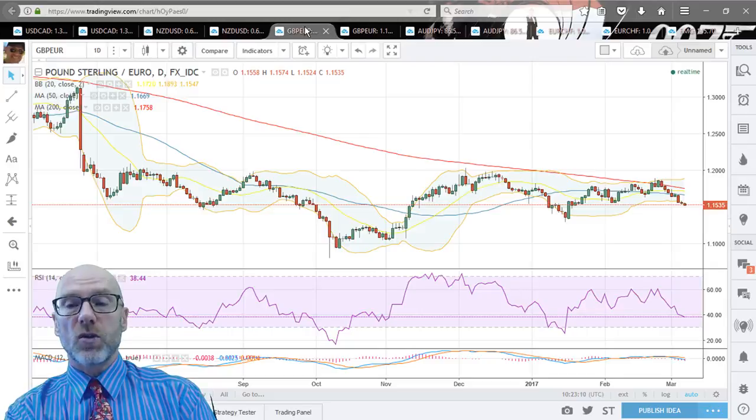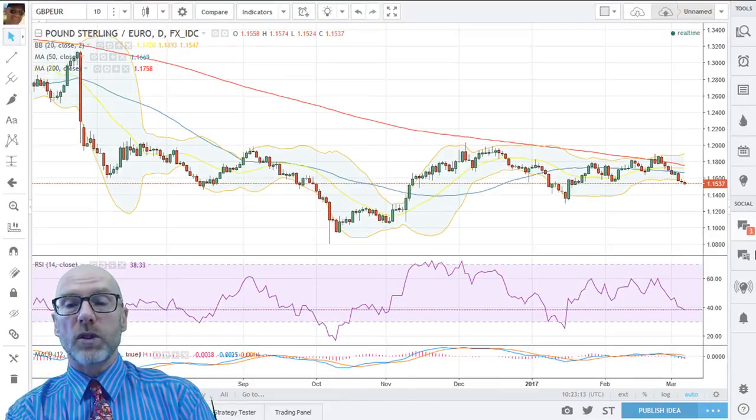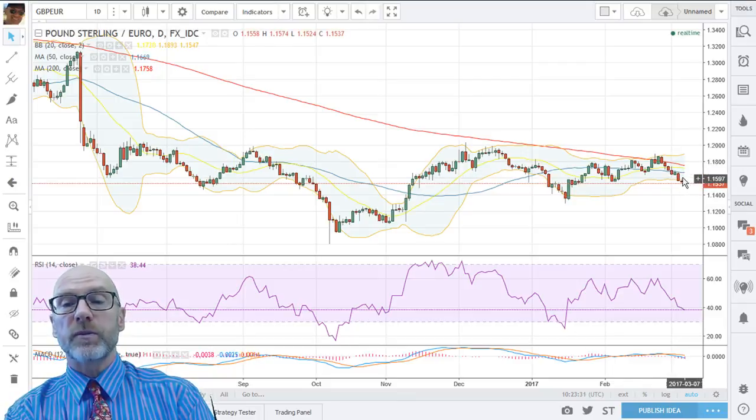Pound against the euro has broken downwards. There's no getting away from the picture here. I was hoping last week we may have a reverse head and shoulders. It didn't break to the upside, now broken to the downside, broken through over the last 10 days, through the support of both the 20 and the 50-day moving average, broke the supports that we were hoping would hold, 6th of Feb, so it's looking bad.